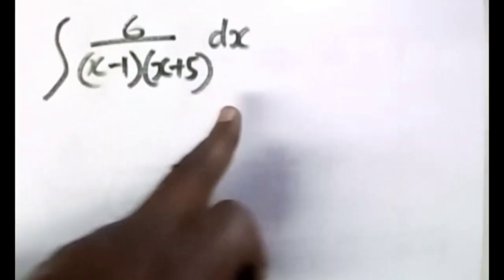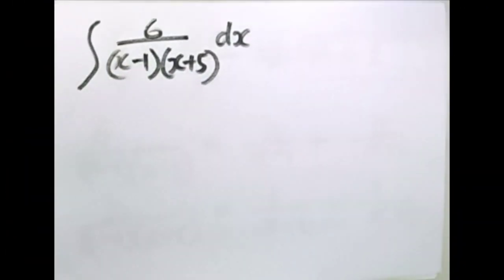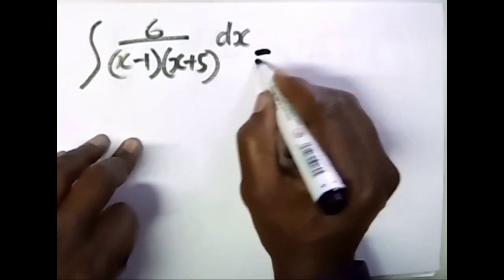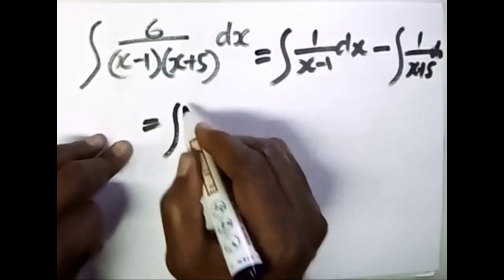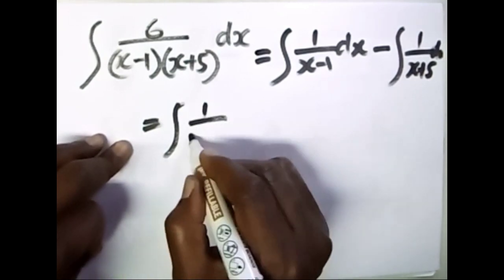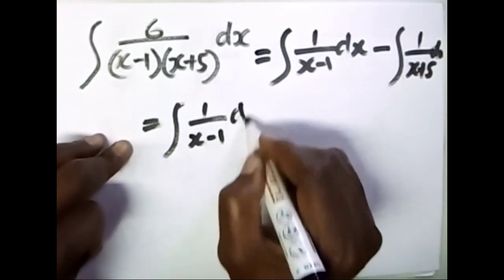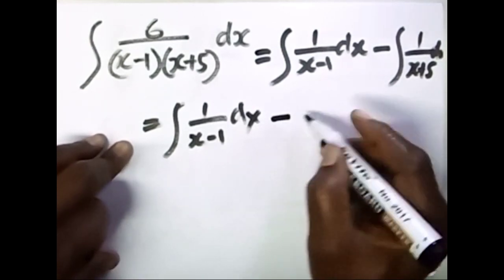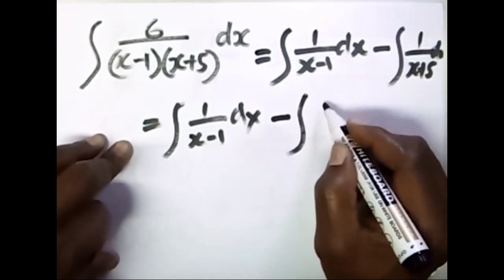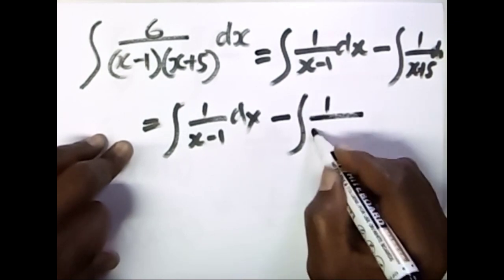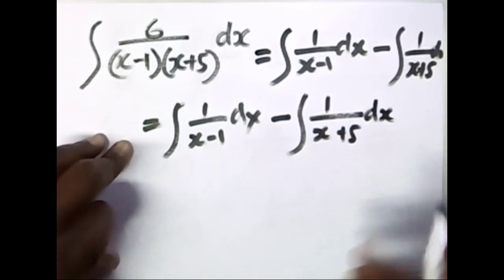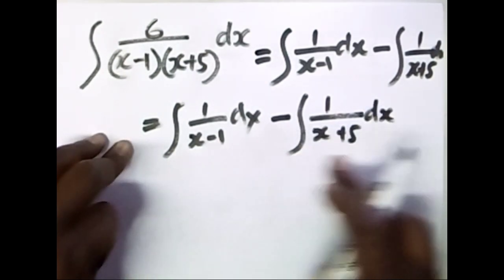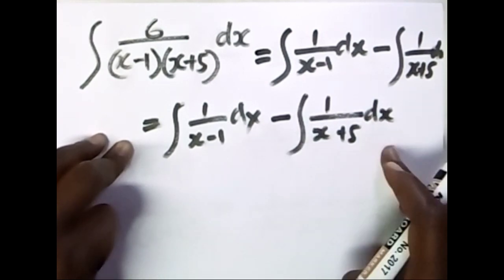Now this was the original question that was given to us. So the reason why we had to go into partial fractions is that this expression simply equals, let me make it clearer here, the integral of 1 all over x minus 1 dx minus the integral of 1 all over x plus 5 dx. Now these two integrals are very, very easy to solve.